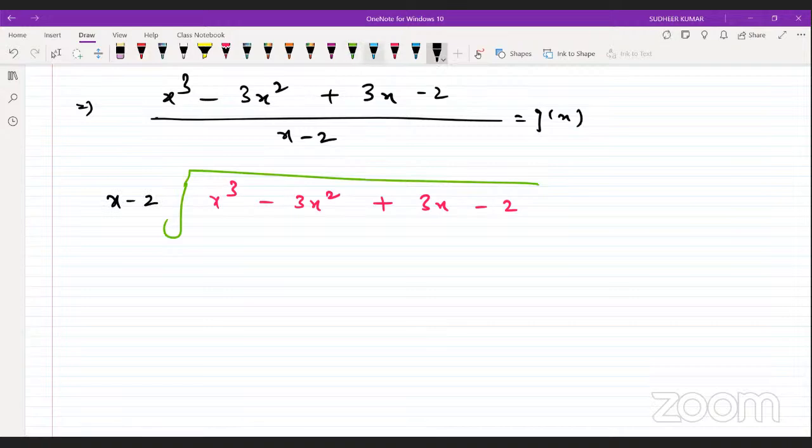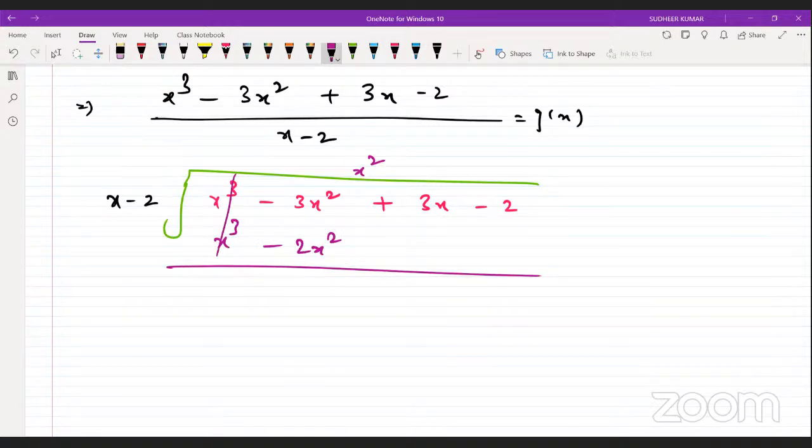So if you divide this, what result will you get? The first one is x square. This is x cube minus 2x square. Let us subtract these, x cube gets cancelled, minus and plus. So this is minus x square. So take one more term, 3x. Here there are two terms in the divisor, so we need two terms.